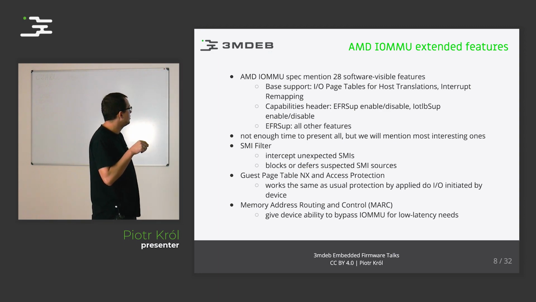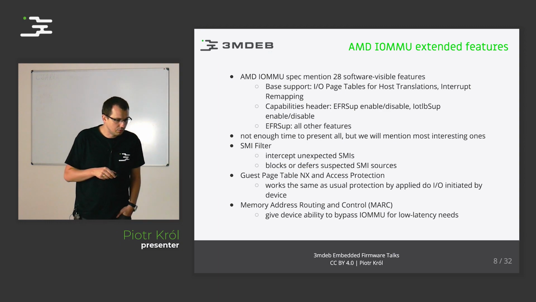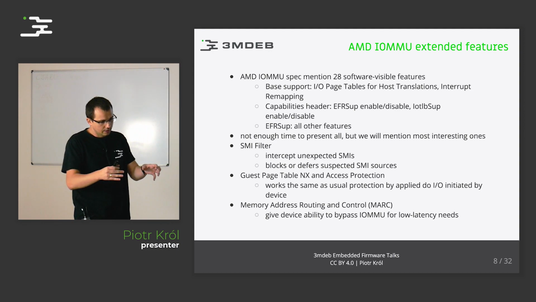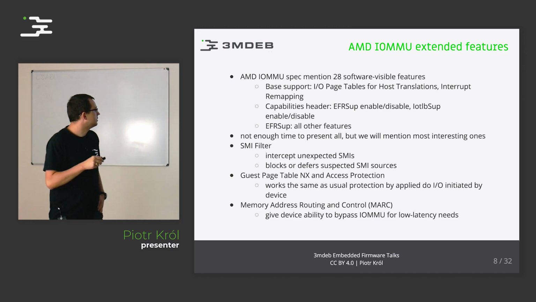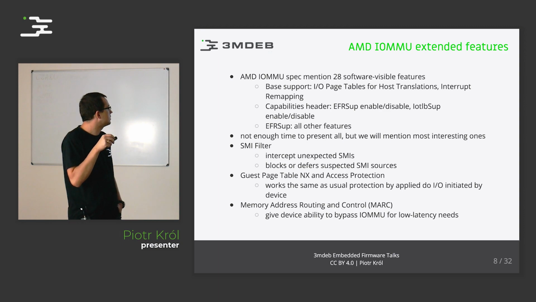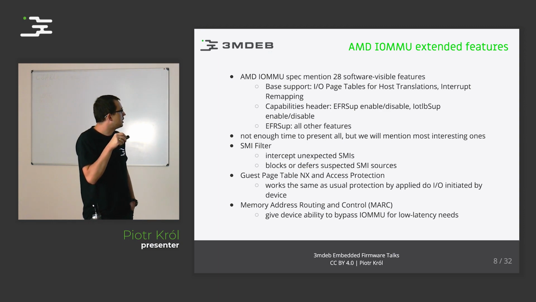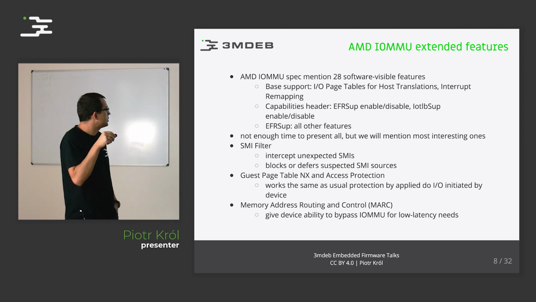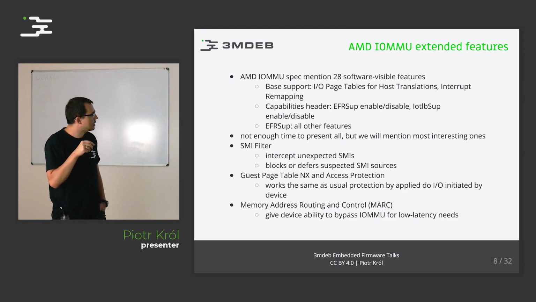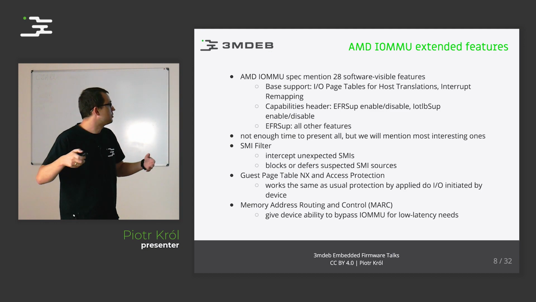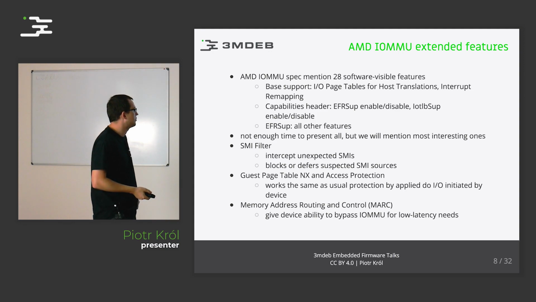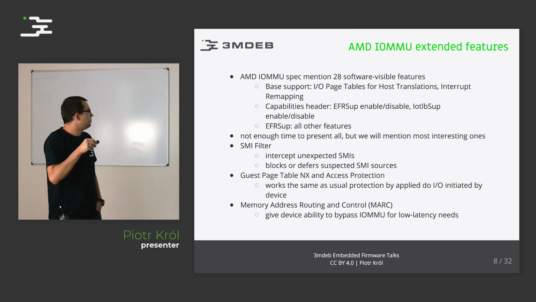Okay, so what about the extended features? The AMD IOMMU spec mentions 28 software visible features. I cannot distinguish all of them. It's hard for me to understand all of the nitty-gritty names. But as I said, we have the base support things. So we have IO page tables which can be translated. We have interrupt remapping. Other features are enabled through the capability header, and this capability header can enable or disable our huge 64-bit register with various things, or can enable or disable our IoTLB support, which may cause performance drops if we disable that. Okay, so that's all.